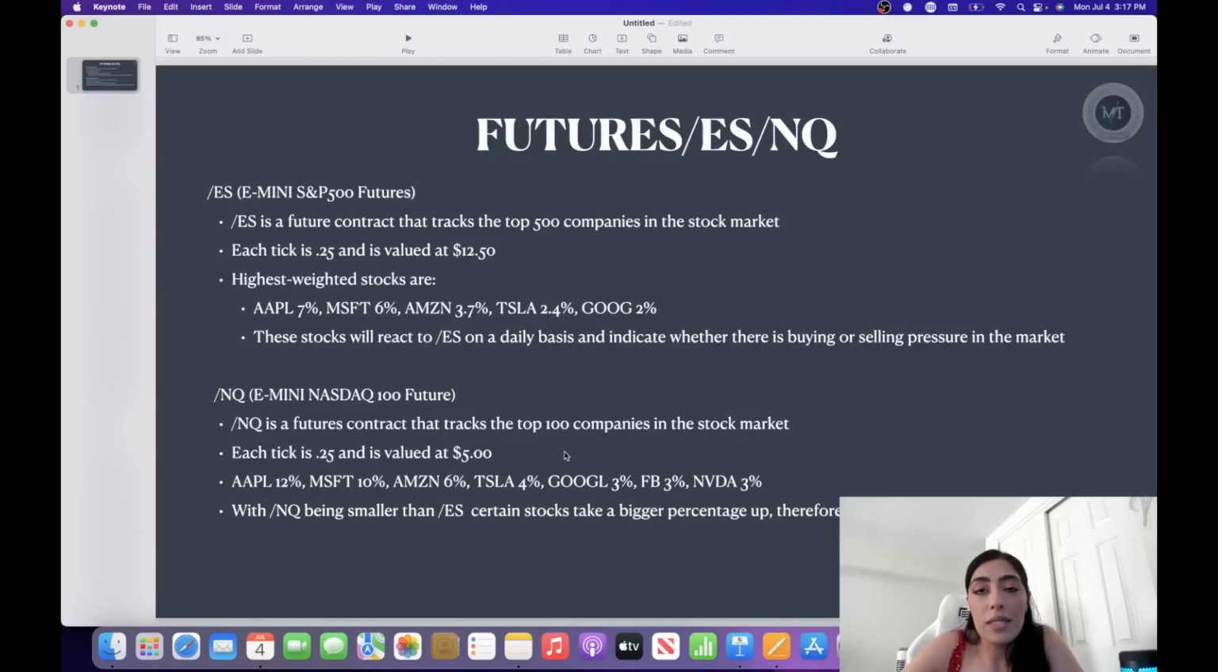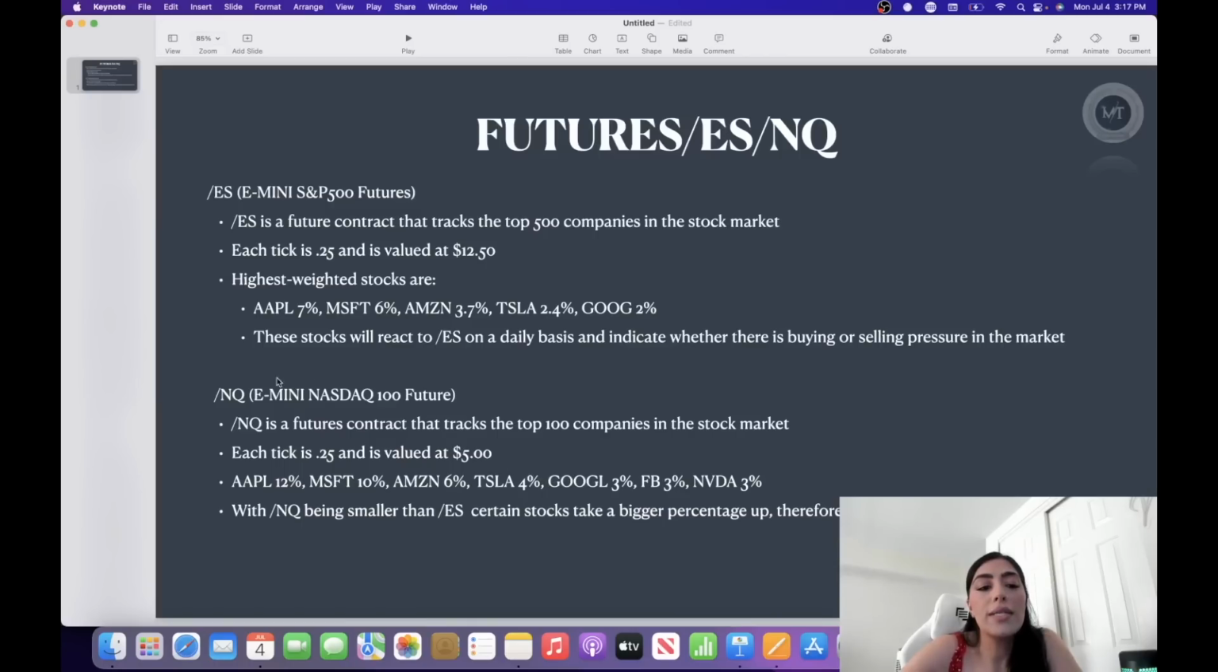The highest weighted stocks currently in the S&P 500 are going to be Apple, Microsoft, Amazon, Tesla, and Google. The NASDAQ future is a futures contract that tracks the NASDAQ 100 index, which is a basket of the top 100 companies in the stock market right now: Apple, Microsoft, Amazon, Tesla, Google, Facebook, and NVIDIA. I think Facebook and NVIDIA may have dropped down, but this one is not fully updated on the percentages, so just try to keep me honest there.